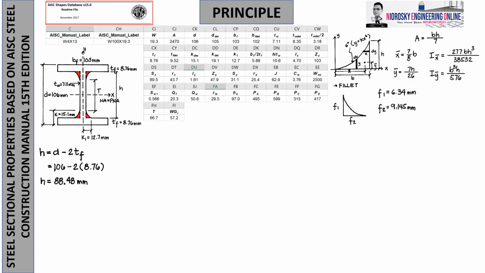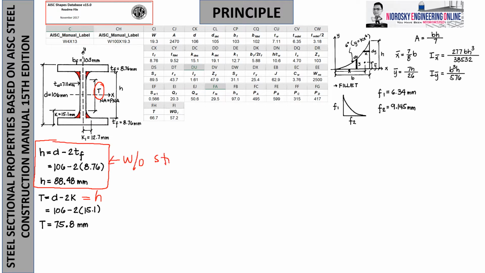So therefore, we can calculate H. So we're talking about this muna. So that is D minus 2TF. So that is 88.48. At yung T naman, syempre, D minus 2 sub K kasi ito yung pinag-usapan natin. Again, do not be confused. This is also our H. Pinapakita ko lang, ito yung H siya na, no, kung walang stiffener. So ito yung without stiffener. So again, ano yung H na pag may stiffener, ang tawag doon yung T. So therefore, ito yung may with stiffener.